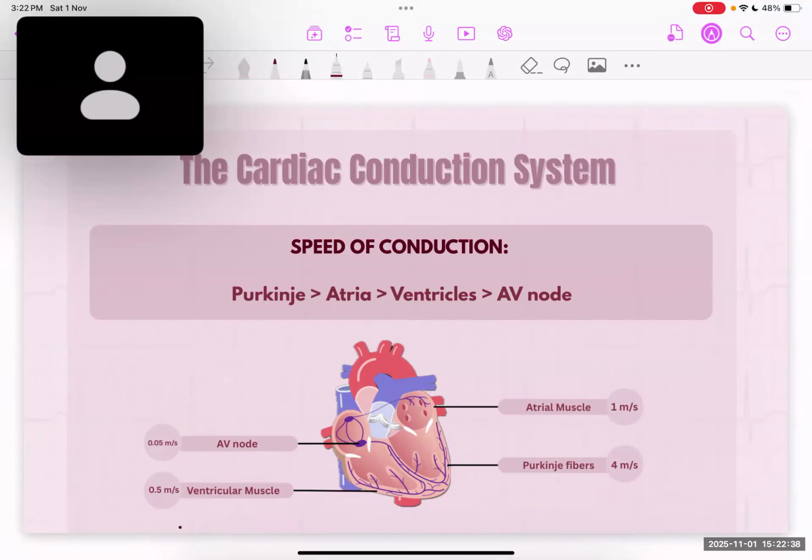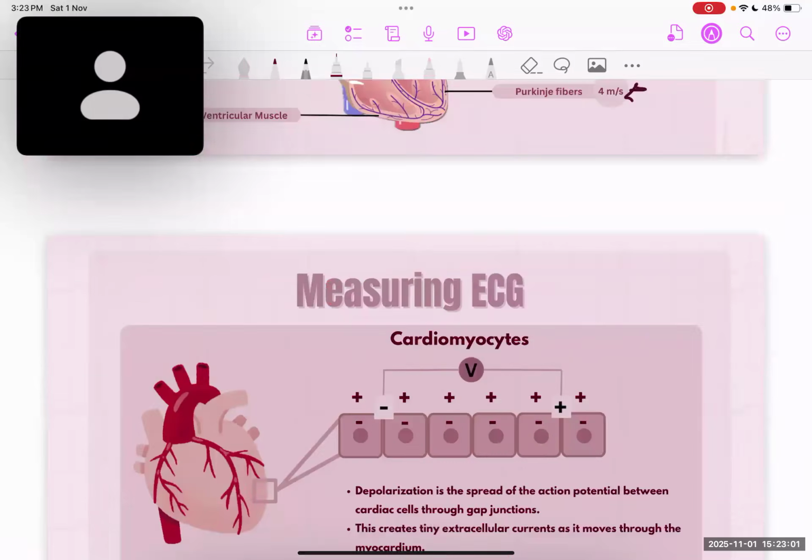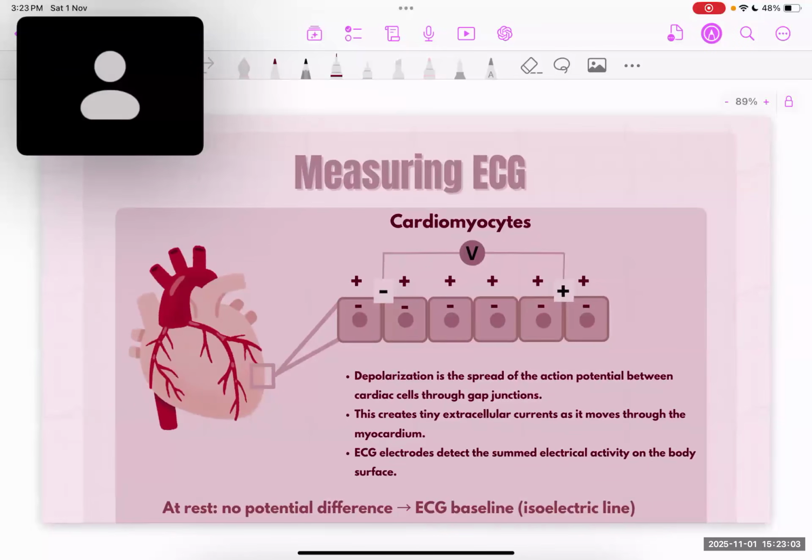This is just some values. You don't really need to memorize them. It's just to kind of understand. You can see the Purkinje fibers are 4. After that, we have the atrial, which is 1. And then ventricular 0.5 and AV node is 0.05. So you can tell how it's decreasing. You need to keep this in mind as we're going to be visiting topics that are going to refer to this throughout this PPT.